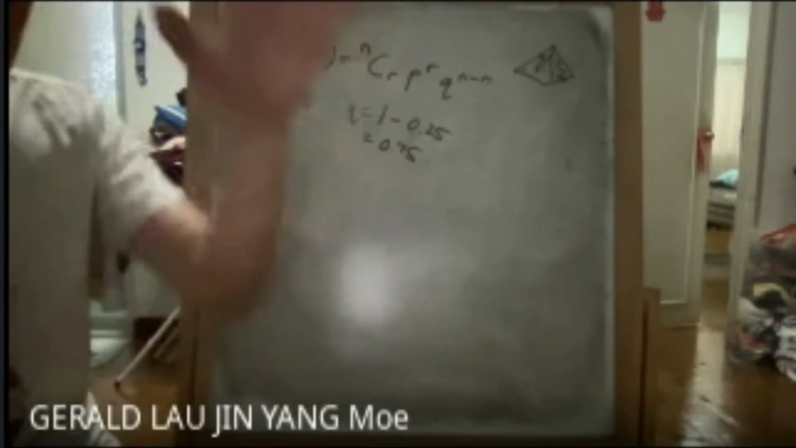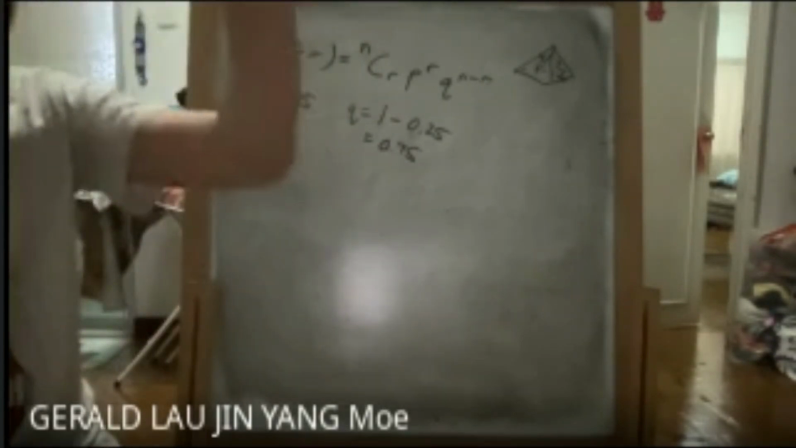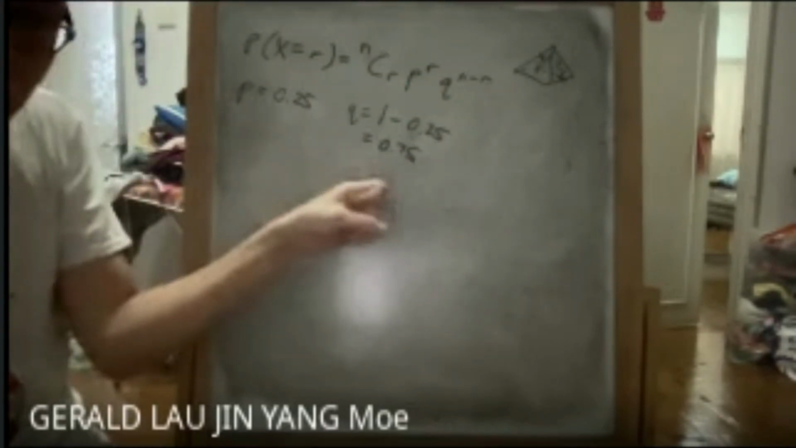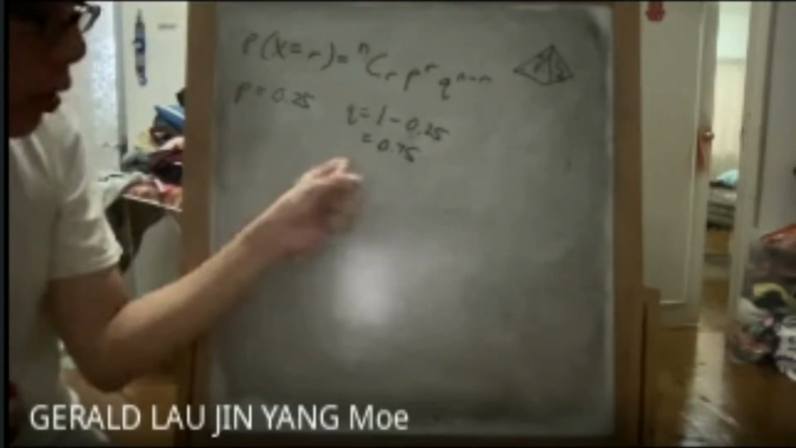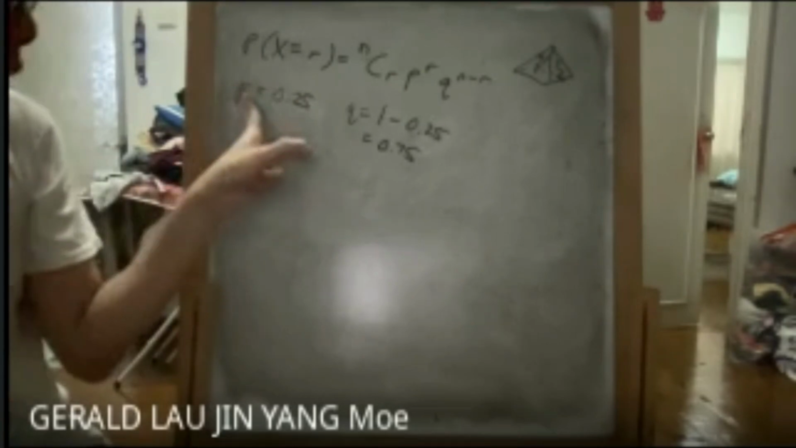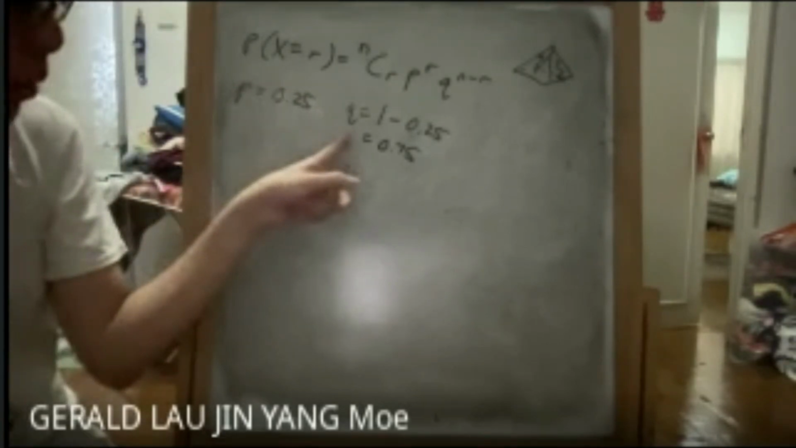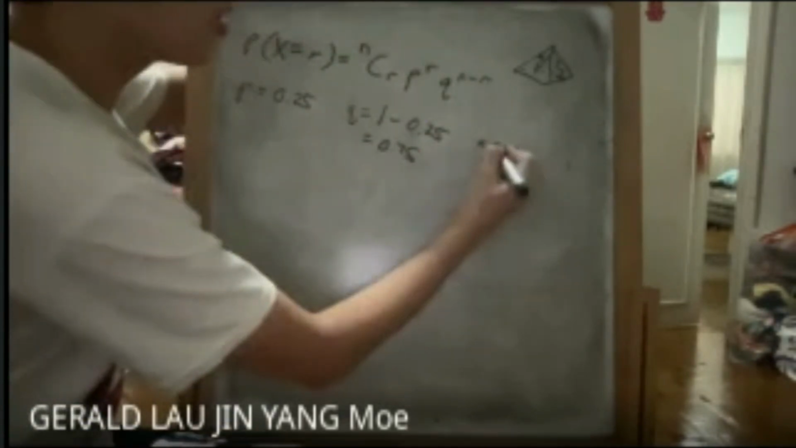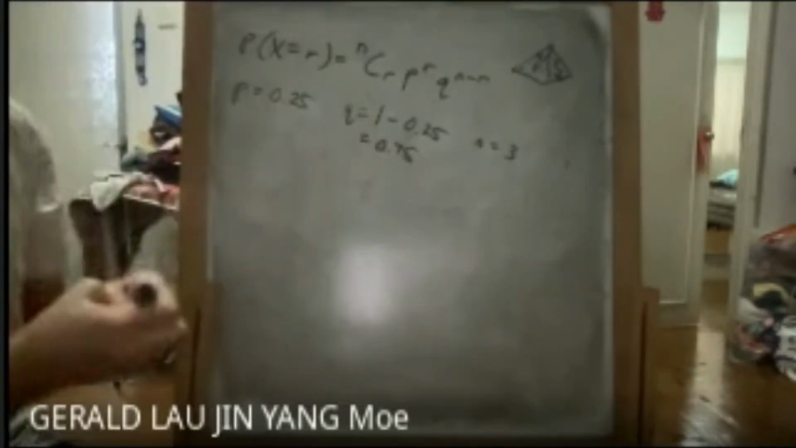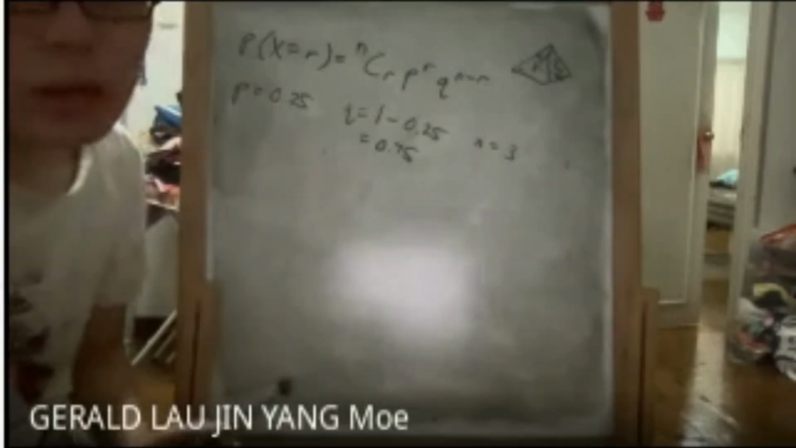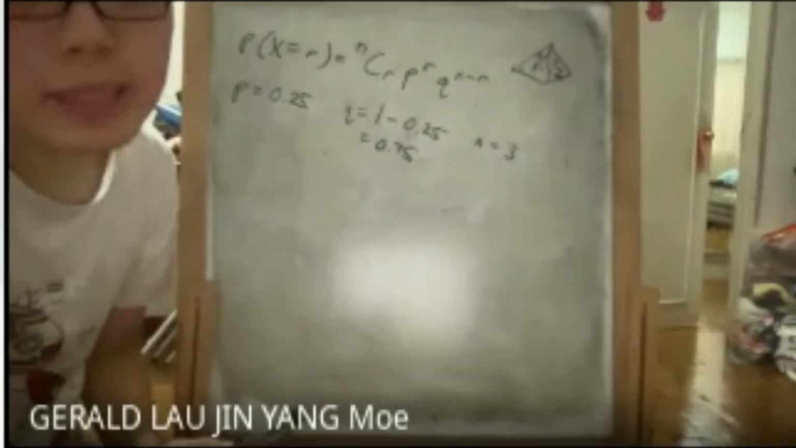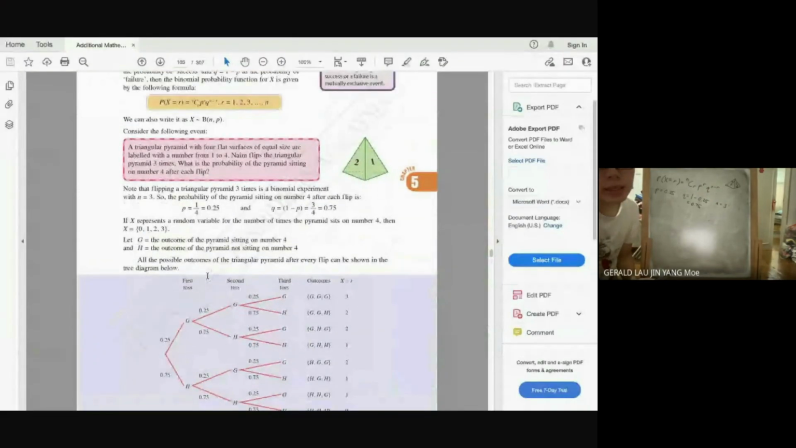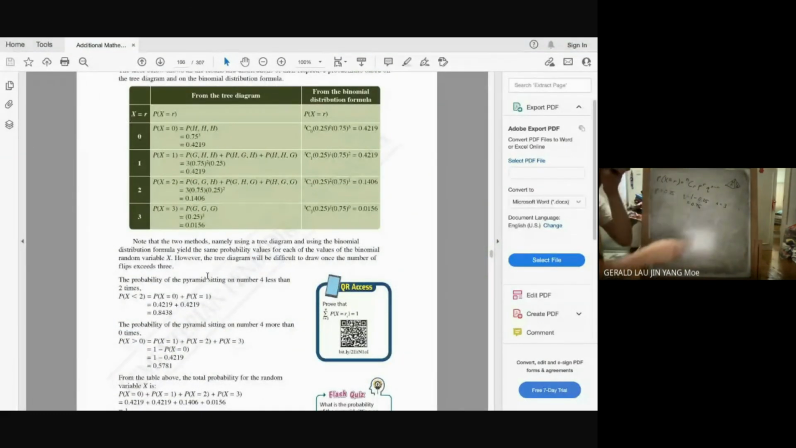Please, if in front you're confused, it's okay. This one is where you must focus, this kind of question. Now you already have your P, probability of success, and your probability of failure is 0.75, and N is 3 times. Now you want to calculate the possibility of getting R, which depends on the situation.